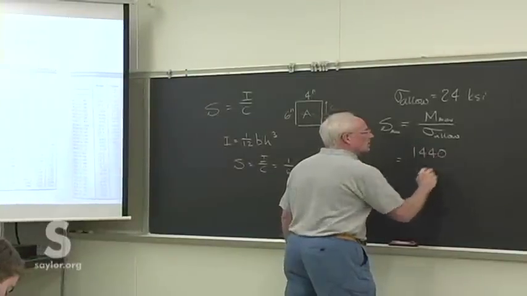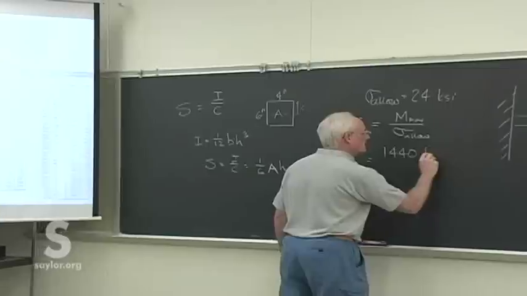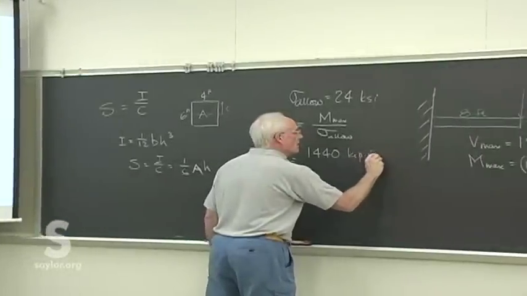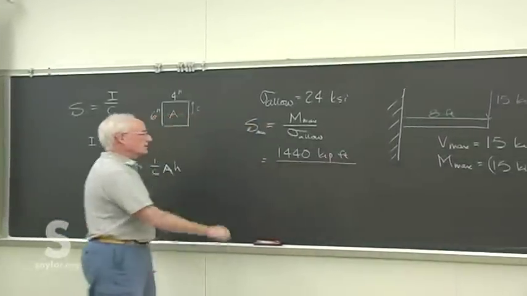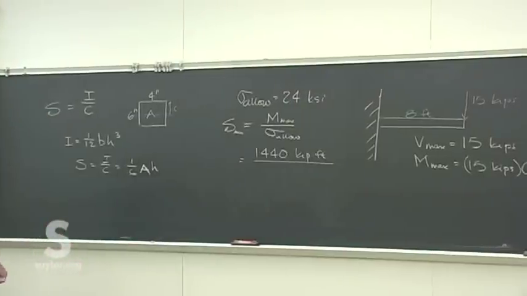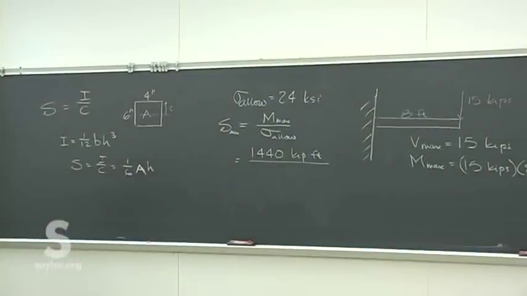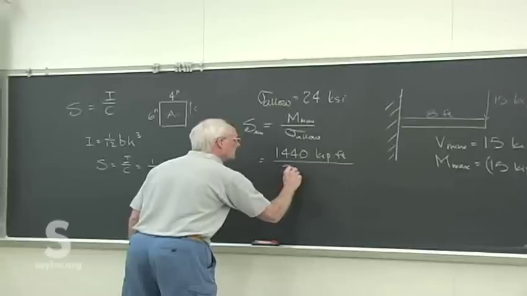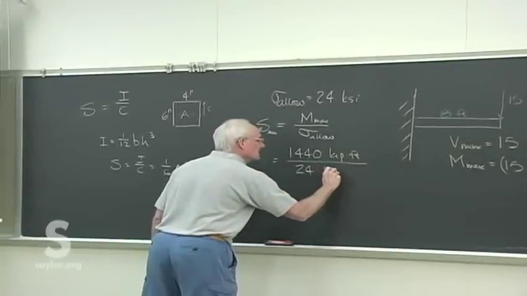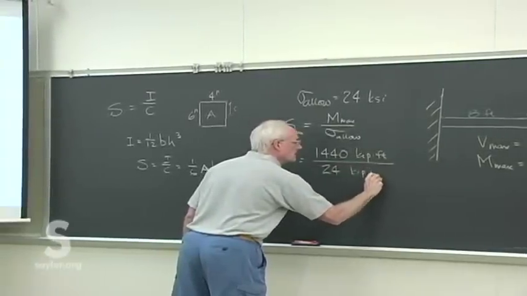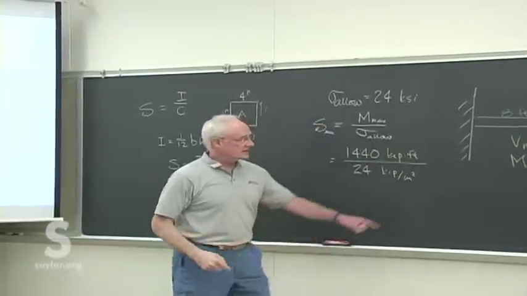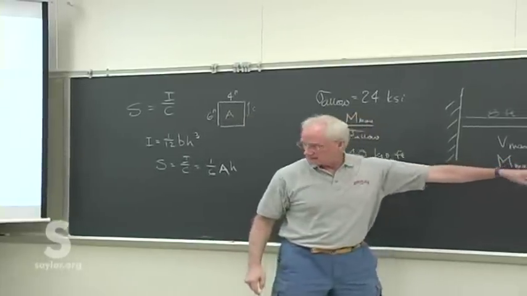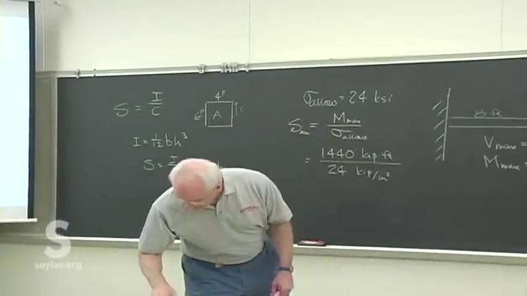So we've got an expected maximum moment of the 1440 kip inches. No, that's kip feet. We'll need to fix the units, because this is kips per square inch. Is that kip inches? Yeah. Oh, okay.